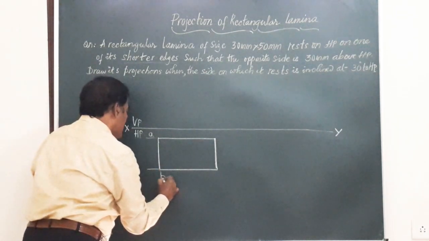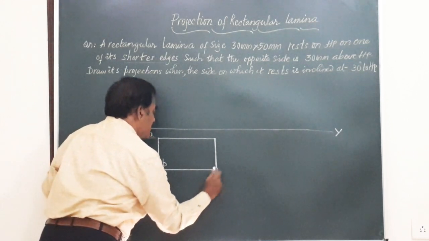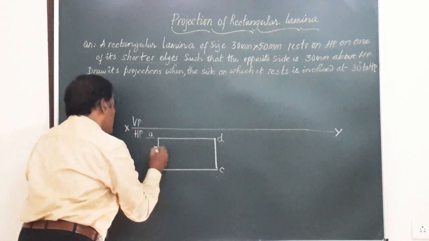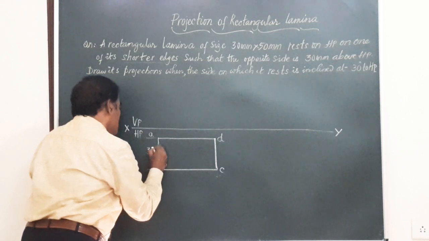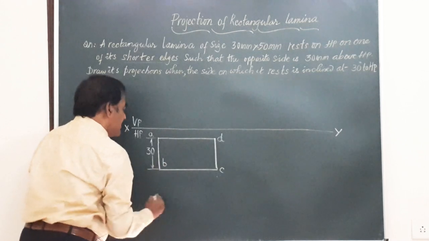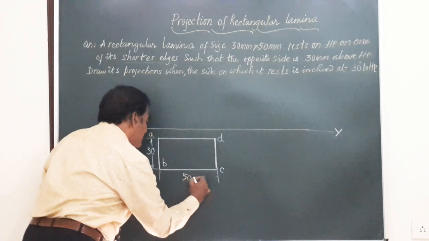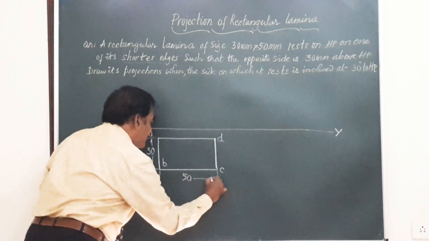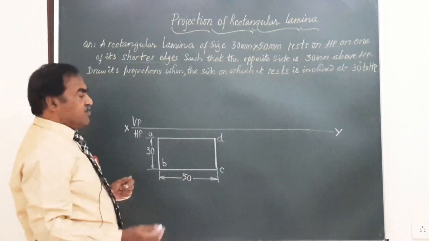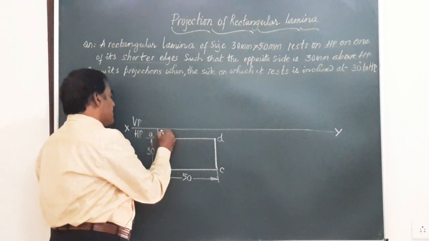This is A, B, this is C, and this is D. So the shorter edge is measuring 30 mm. So AB equal to CD, each equal to 30 mm, and the longer edge measures 50 mm. So this is the top view of the lamina when it is resting on HP with the edge AB normal to VP, or perpendicular to VP.